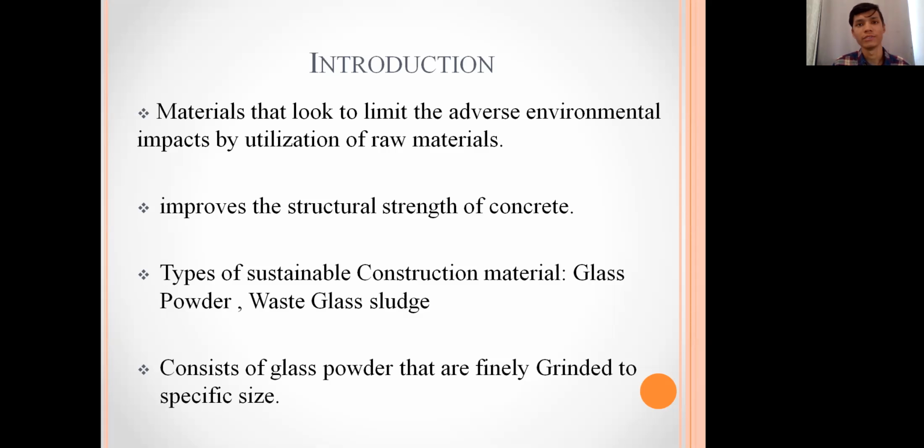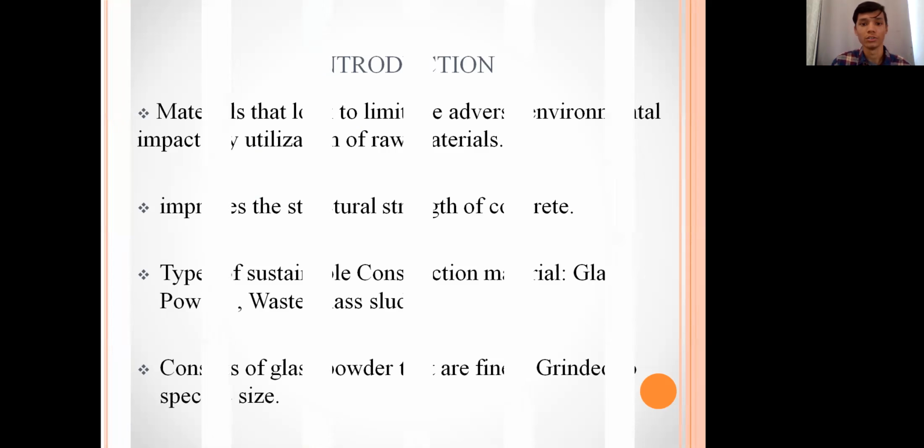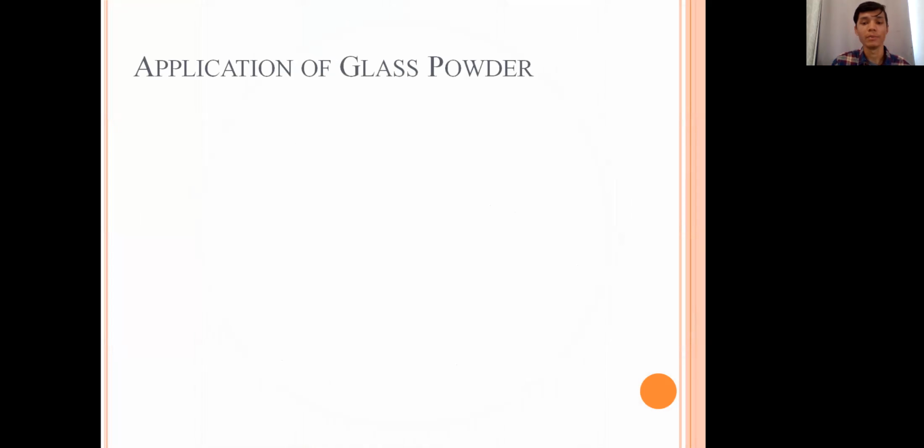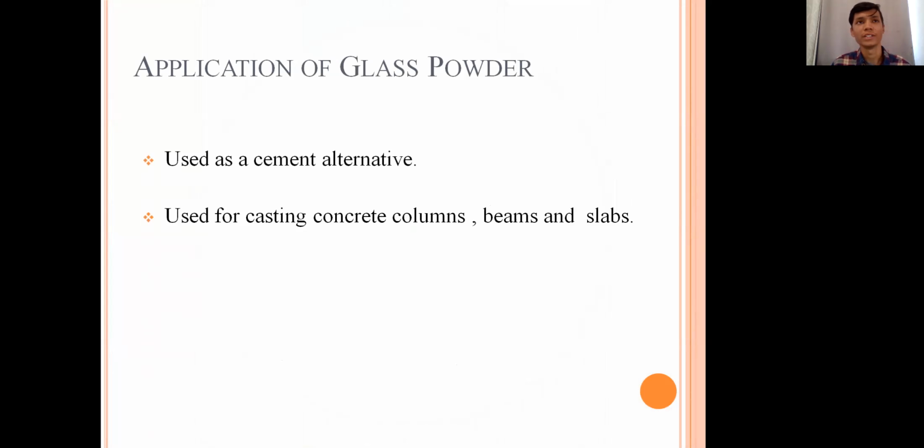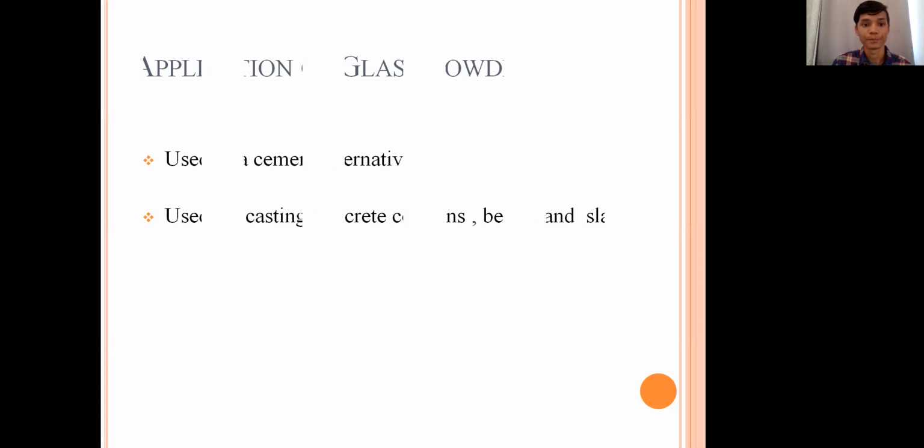There are different types of sustainable construction materials, but I'm using glass powder and waste glass sludge as sustainable construction materials. This consists of glass powder that is finely ground to specific sizes. The next is the application of glass powder. There are various applications of glass powder, but in this context, I'm using it as a cement alternative. It is also used for casting concrete columns, beams, and slabs in the construction field.